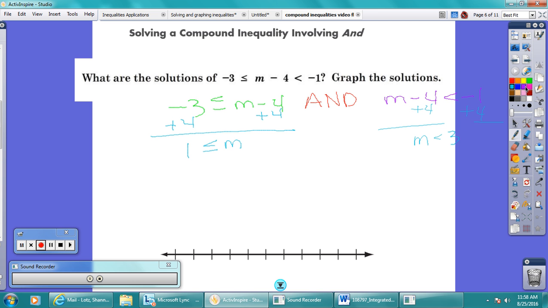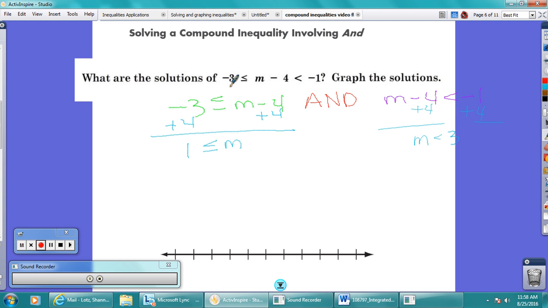Now, watch the second way. I don't need to separate this. What I'm going to do, be very watchful, I'm going to add 4 here, add 4 here, and add 4 there. I'm keeping my balance on the right hand side over here. I'm keeping my balance on the left hand side over here. I'm adding 4 to the middle, to the right, and to the left.